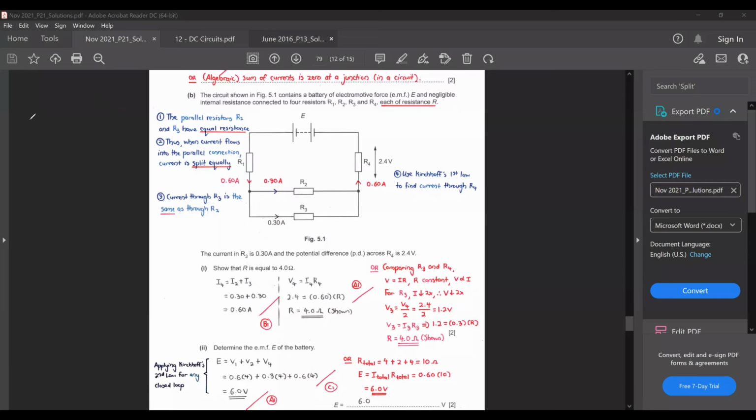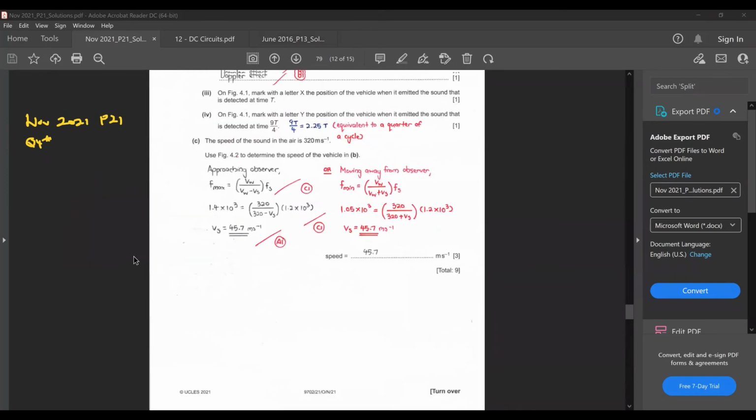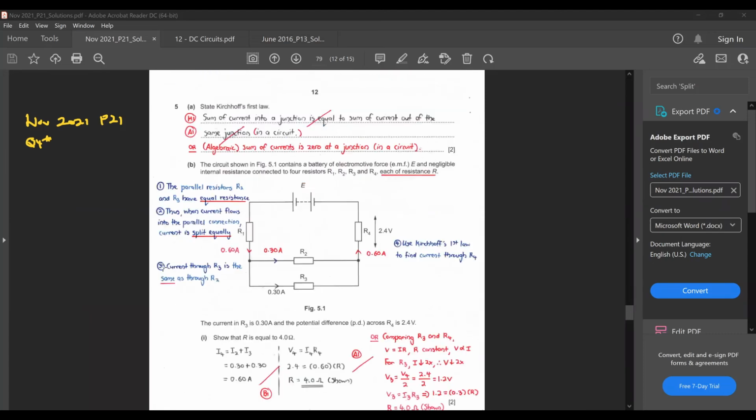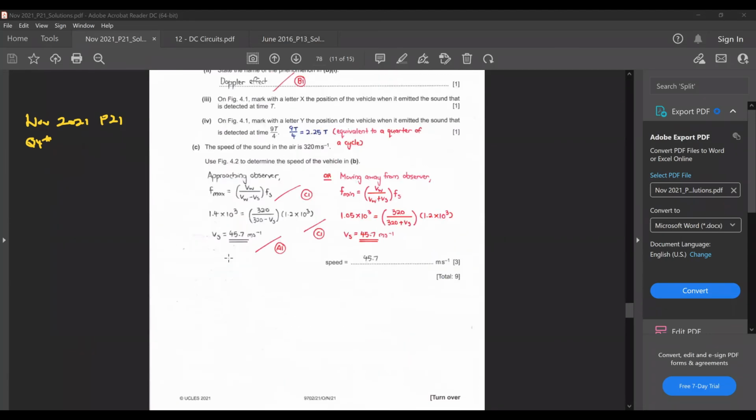Okay, last week we were doing November 2021 P21, and we did up to question 4, right? We were discussing the Doppler effect for that particular variant of the paper. So now let's move on to question 5 and 6 and finish off this paper.